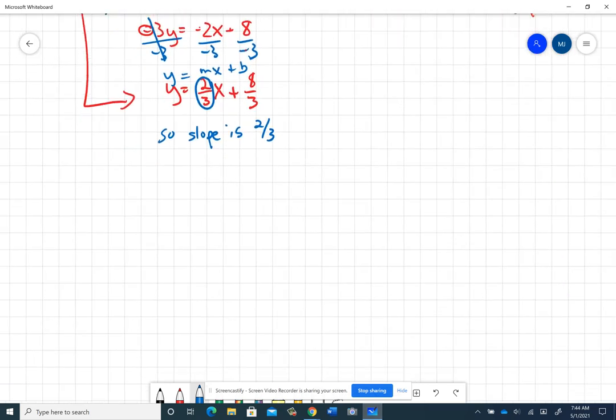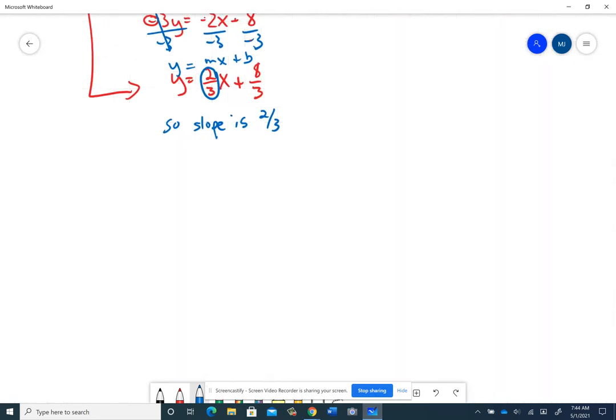All right, so we're going to finish the chapter 2 work. Now we're going to be working on chapter 2. We're going to be working on solving linear inequalities in one variable.